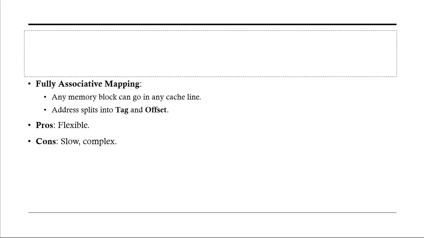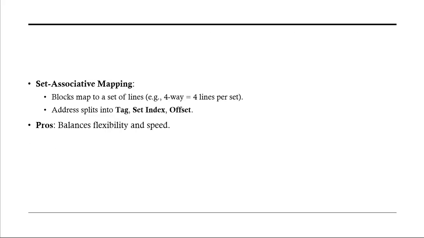And the last type is the set associative mapping. For that one, it maps to a set of lines. Here we have 4-way, which is equal to 4 lines per set. That one gives a balanced performance, and so it is very effective.